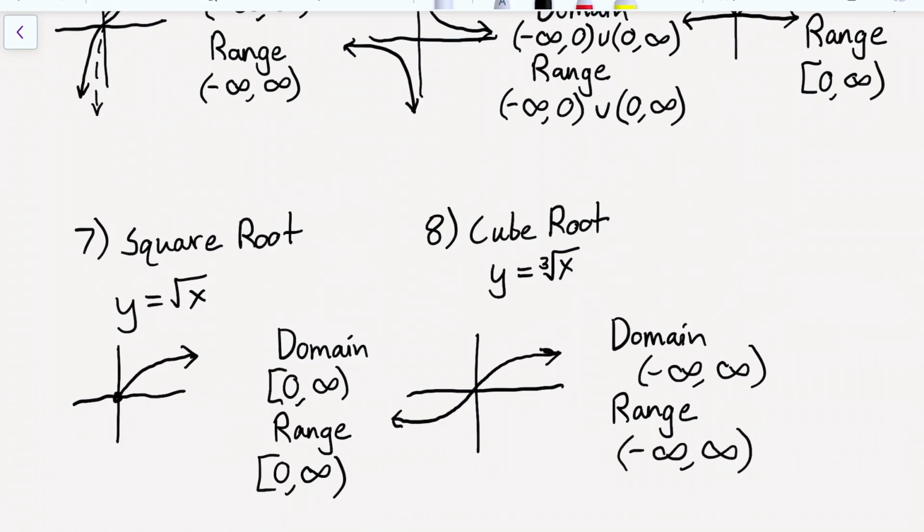Just like we spoke about for the power functions, the same pattern is true for the radical functions. If the root is an even root, like a square root or a fourth root, the graph will look like example number 7. If the root is an odd root, like a cube root or a fifth root, the graph will look similar to example number 8.